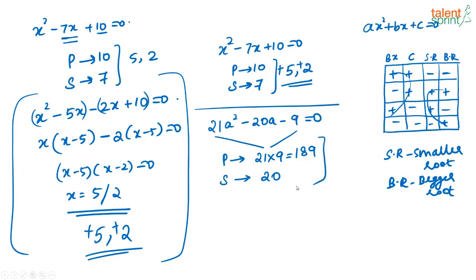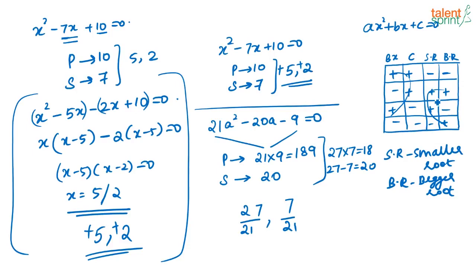Now what can be the two numbers? If you actually see, 27 into 7 is 189 and 27 minus 7 is equal to 20. So my roots of this equation are going to be 27 and 7. Now remember, you have a 21 here, the coefficient of the square term. So what you have to do, this 27 and 7 you have to divide by this coefficient. Just divide it by the coefficient. So these are going to be our final roots.